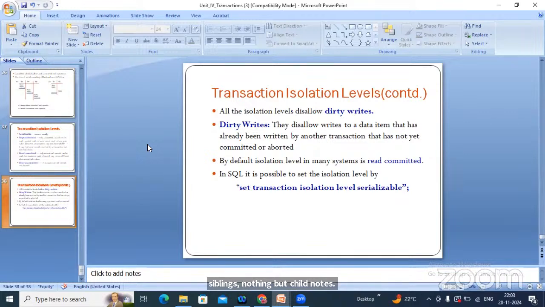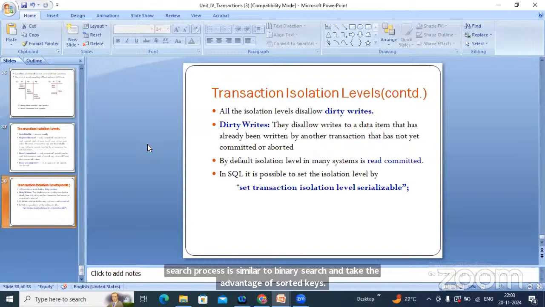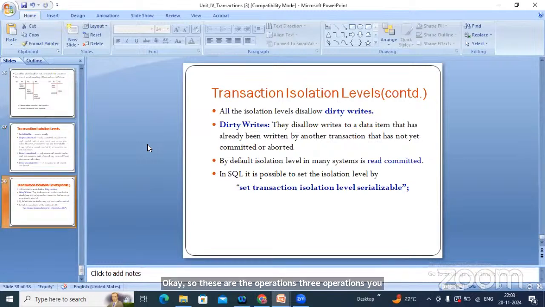Coming to the search operation, it finds a key within the tree nodes. The search process is similar to binary search and takes advantage of sorted keys. Okay, so these are the three operations you need to write about B plus trees.